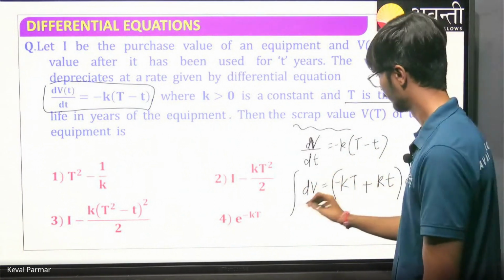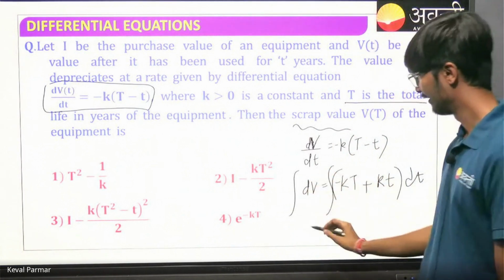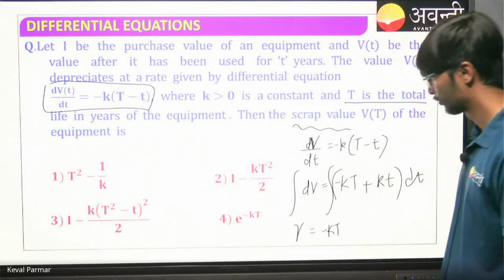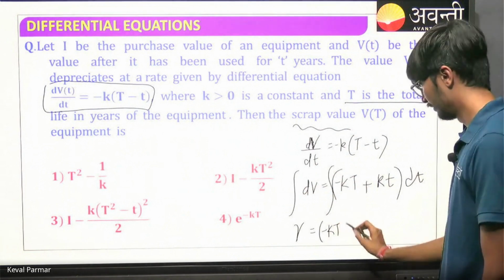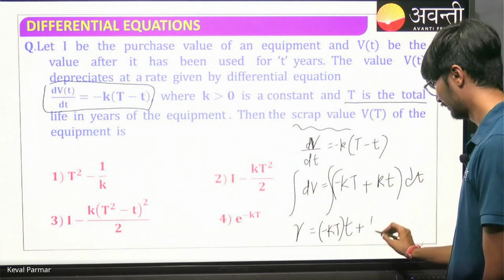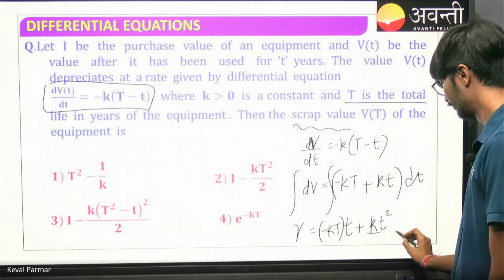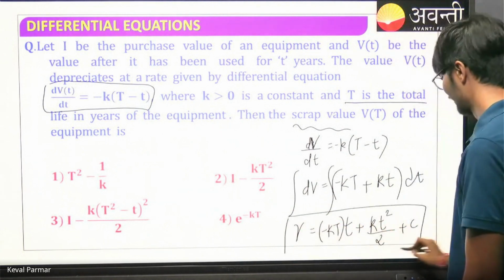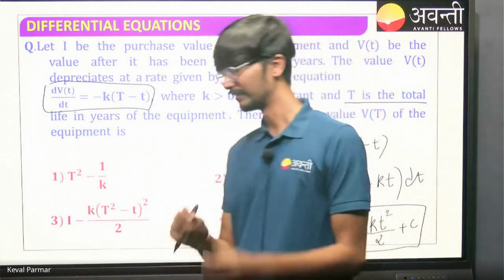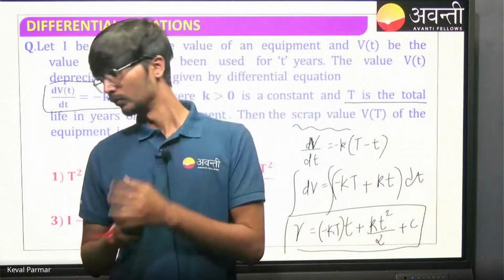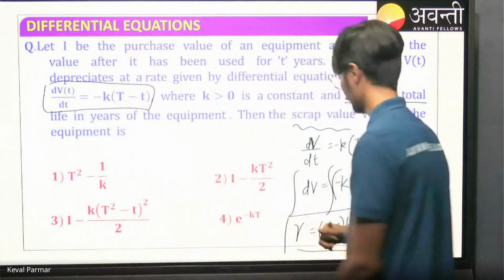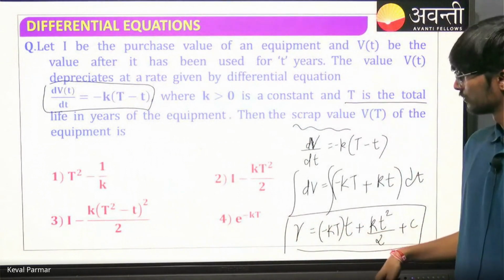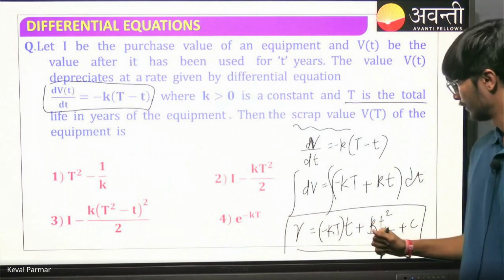Let's integrate both the sides. What is the integration of dV? It is V equals minus kT, which is constant, so I'll take it outside. And what is the integration of 1? T plus k into t square by 2 plus c. Now, as you can see in this equation, we have one unknown. It is C.